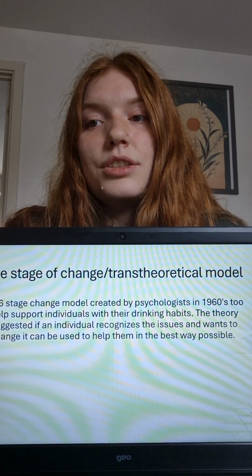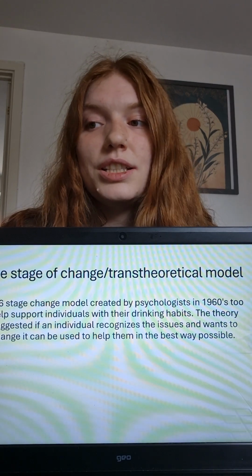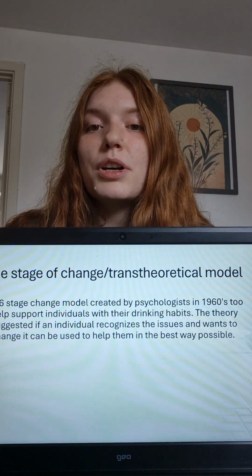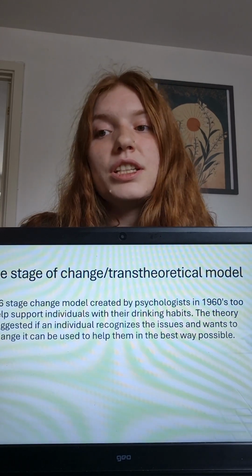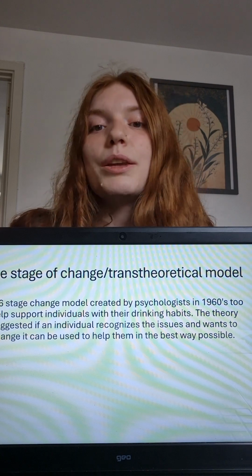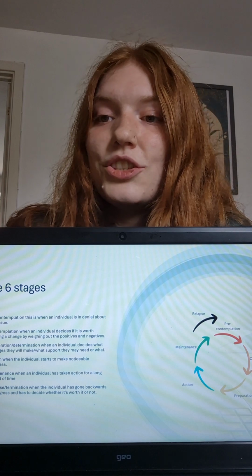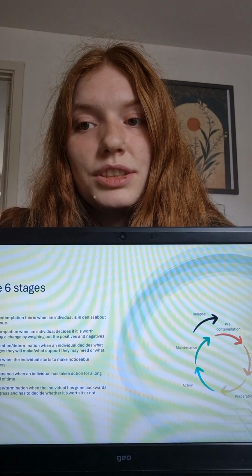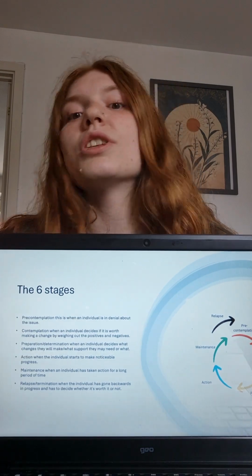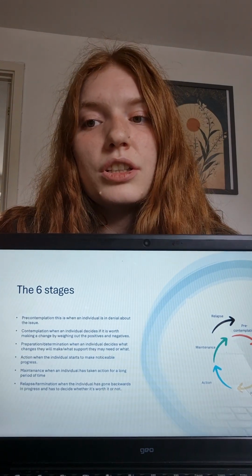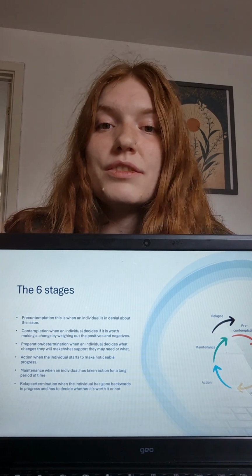The stages of change. This is a 6-stage model created by psychologists in the 1960s. This was originally to help individuals with their drinking habits. The theory suggested if an individual recognises the issue, they would want to change. The 6 stages consist of the pre-contemplative stage. This is when an individual is in denial about the issue or condition. Contemplation. This is when an individual has to decide by weighing up the positives and negatives of the situation.